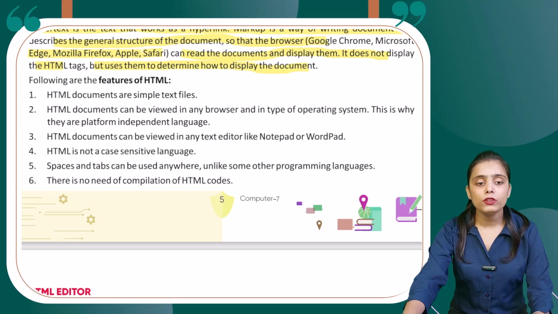Now following are the features of HTML. HTML documents are simple text files. HTML documents can be viewed in any browser and in any type of operating system. This is why they are platform independent language.